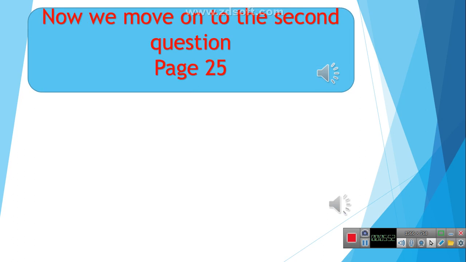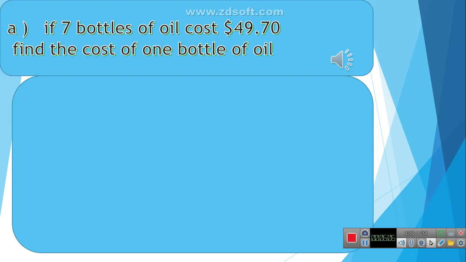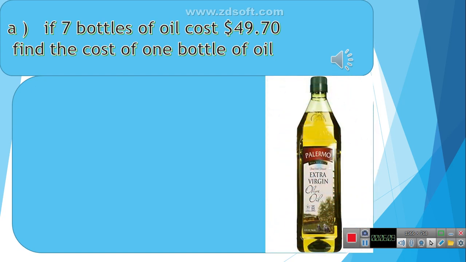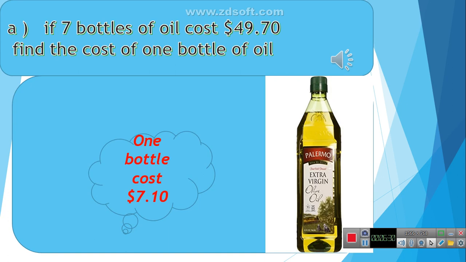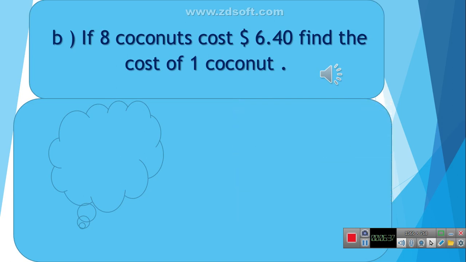Now we move on to the second question, page 25. Question 2. Look at these and divide to find the cost of one item. If 7 bottles of oil cost $49.70, find the cost of 1 bottle of oil. If 8 coconuts cost $6.40, find the cost of 1 coconut.